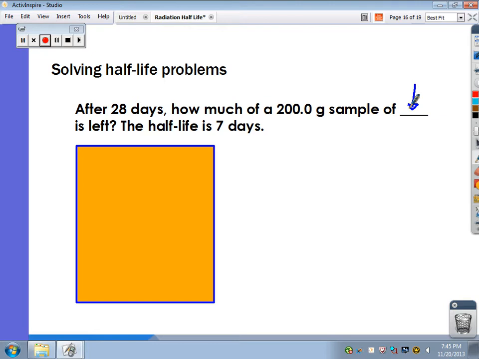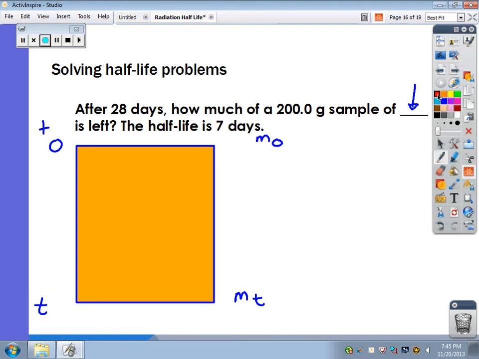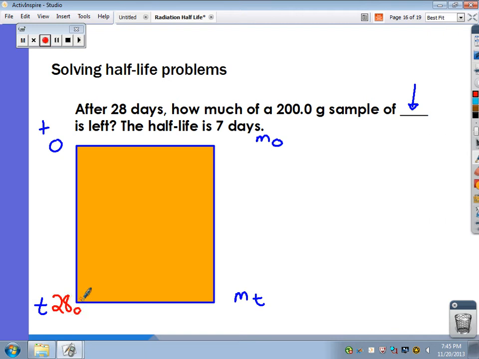It doesn't matter which side of this box you use, if you like to use this box strategy. You can always put time on one side and mass on the other. But time, original, is always going to be here, and it's always going to be 0. The original mass goes here, and the mass at time t goes here. And this is time t. So what do we know? After 28 days, how much time has gone by? 28 days has gone by. So that goes down here. And it's days.